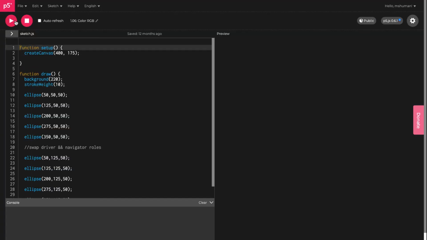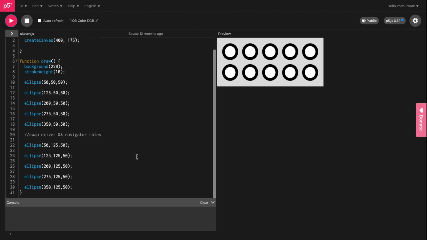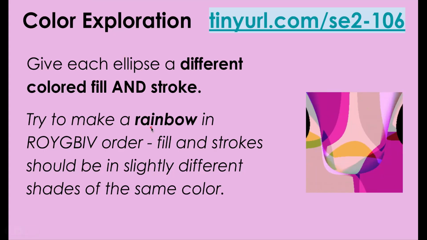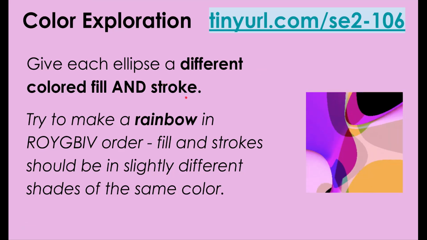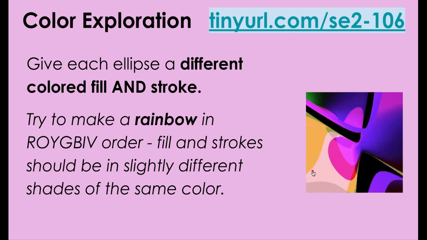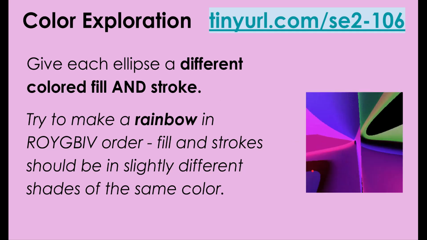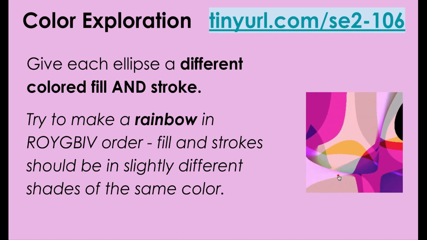So what you're going to do today is you'll notice that I have 10 ellipses. You are going to give each ellipse a different colored fill and stroke. And a challenge for you would be to try and make a rainbow in red, orange, yellow, green, blue, indigo, violet order. Fill and stroke should be slightly different shades of the same color.